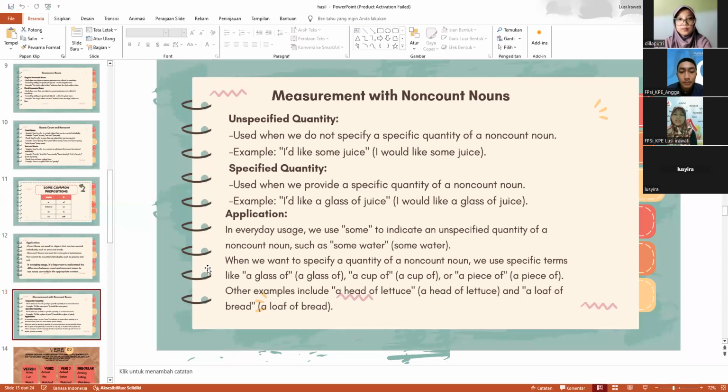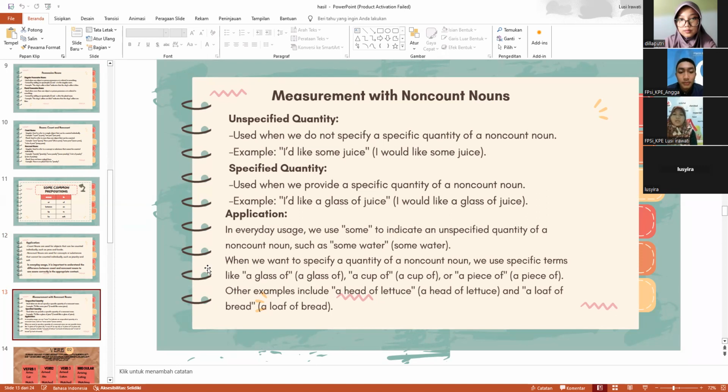Specific quantity: use when we provide a specific quantity of a noun. Example: I like a glass of juice. I would like a glass of juice.